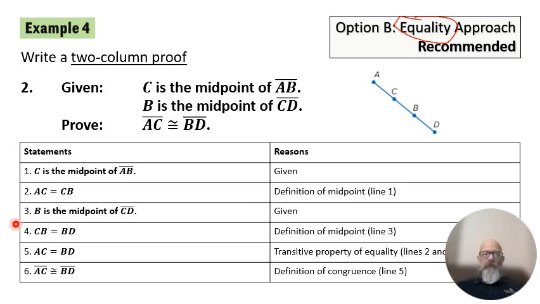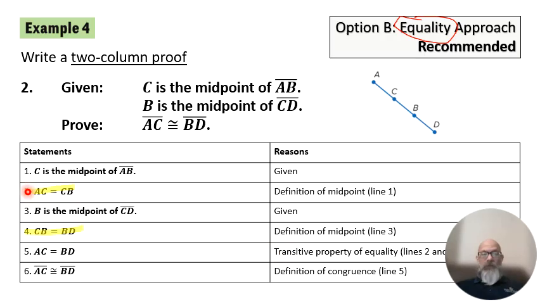All right, next. Another given. B is the midpoint of CD. What flows naturally out of that? CB is equal to BD. Boom. Definition of midpoint. All right, now, no problem. Let's just highlight 2 and 4 again and look at them. See what it says. It says AC is equal to CB, and we have CB is equal to BD. So you know that AC is going to equal BD.